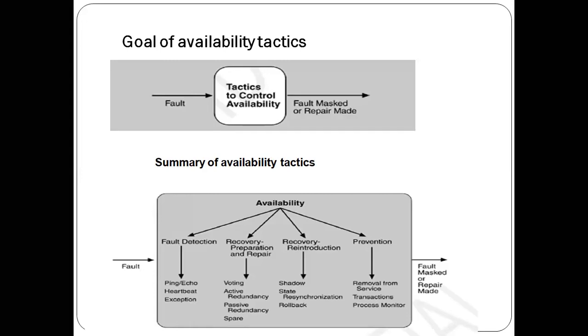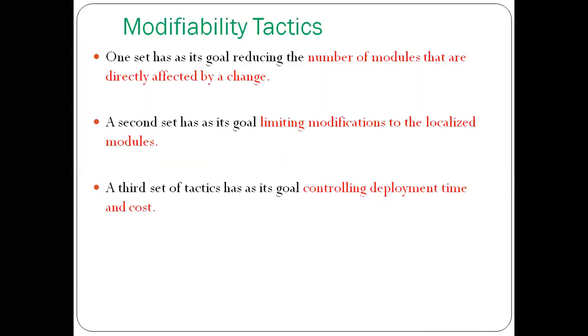This is about availability. And coming to modifiability tactics, one set has its goal of reducing the number of modules that are directly affected by the change. A second set has its goal of limiting modifications to the localized modules. The third set is controlling the deployment time and cost. Here there are three goals in modifiability tactics.